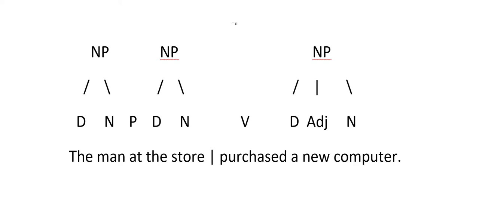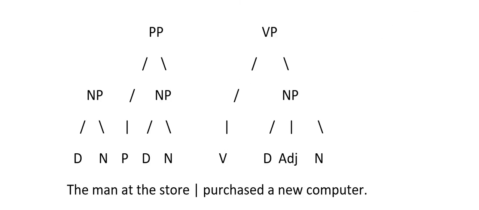So then we identify three, again, we have three noun phrases: the man, the store, a new computer. As we continue, the verb and the noun phrase together becomes the verb phrase, and I can also complete this. A preposition plus a noun phrase creates a prepositional phrase. That's what we're showing here.